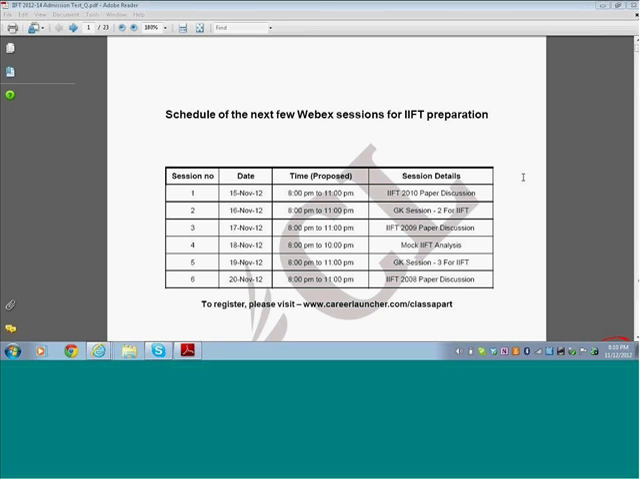Okay. After you do that, in addition to that, we have given two FLTs for IIFT, as well as we have one mock IIFT which is on 18th. So these 3 and 6 papers should be more than enough.